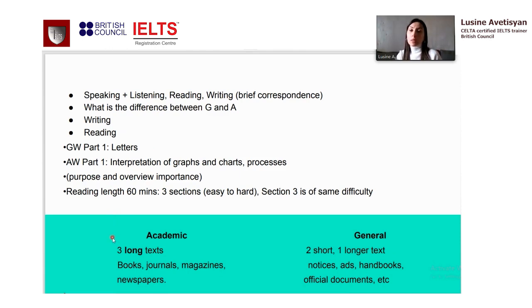So for the academic module, you have 3 long texts taken from books, journals, magazines, newspapers. They are not adapted, okay? For general test takers, there will be 2 short texts and 1 longer passage, which are mostly taken from notices, ads, handbooks, official documents, etc. Mostly for general test takers, they are related to work situations.